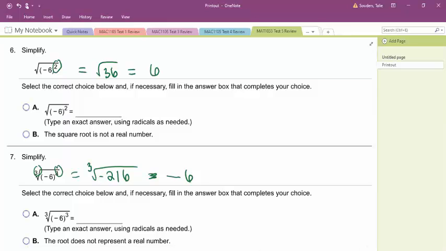But if you don't know the shortcut, not a big deal. I wanted to show you can still work it out.